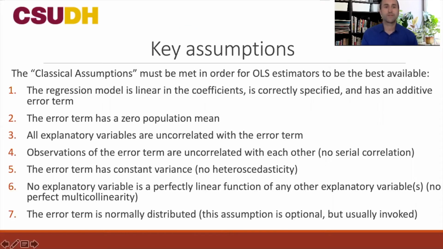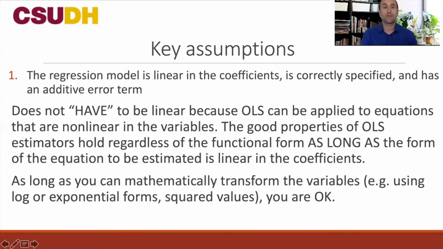So there are a number of so-called classical assumptions that must be met in order for OLS, ordinary least squares estimators, to be the best available. We're going to take them one by one. So the first is that the regression model is linear in the coefficients, is correctly specified, well that's assumed, and has an additive error term. So the key word here really is linear.